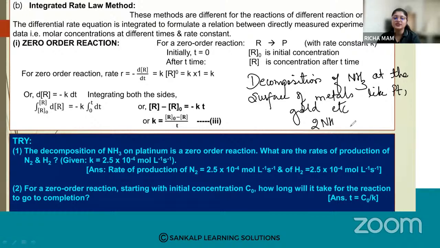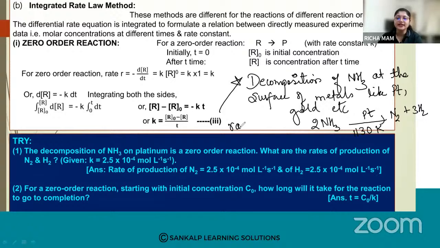So suppose 2NH3, in the presence of platinum at a high temperature, 1130 Kelvin, gives you N2 plus 3H2. So this is a zero order reaction. It is independent of the concentration. So the decomposition of ammonia at the surface of metals like platinum, gold, etc. is an example of a zero order reaction.